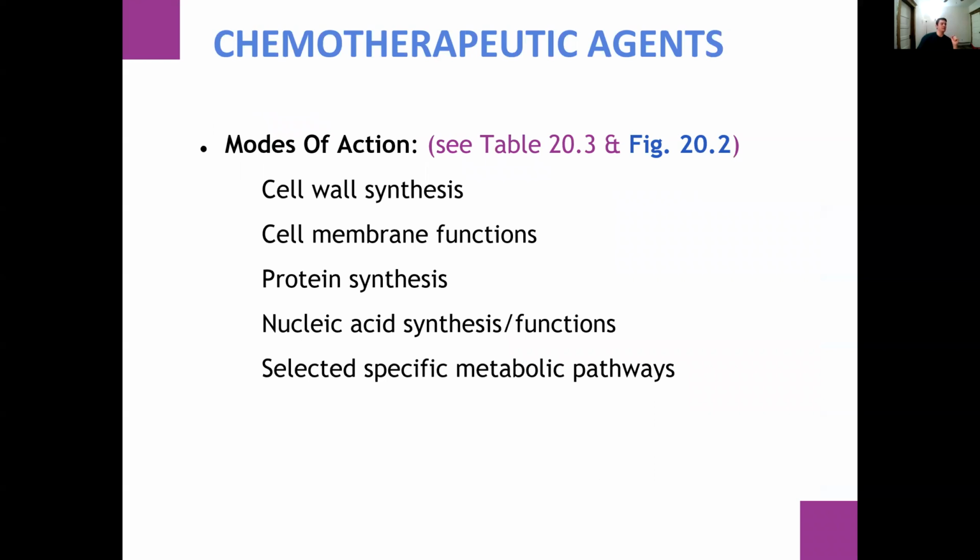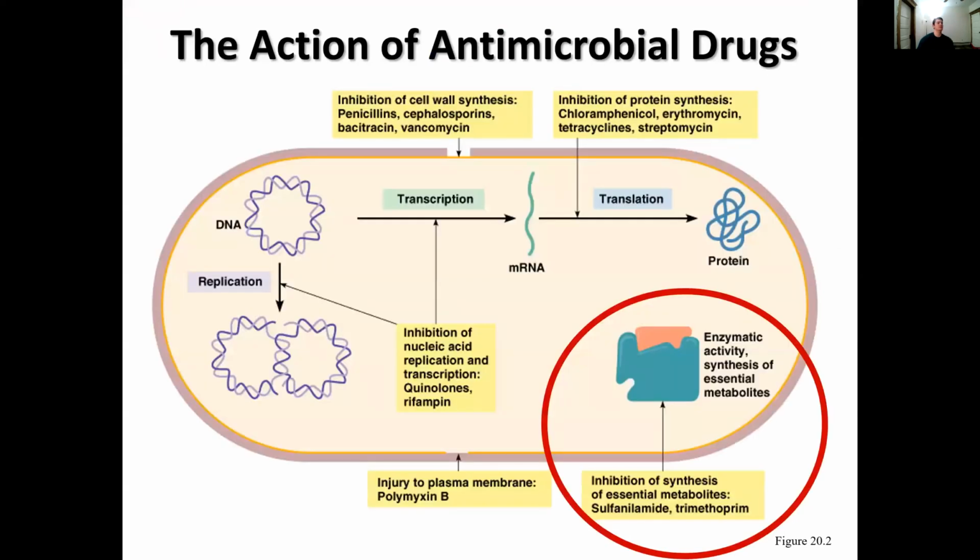So then there are different modes of action that we can look at, and that we will be discussing here, that these chemotherapeutic agents can implement. They can look to inhibit cell wall synthesis. They can impact cell membrane functions. They can disrupt protein synthesis. They can also disrupt nucleic acid synthesis and functions, and they can also be selected for specific metabolic pathways.